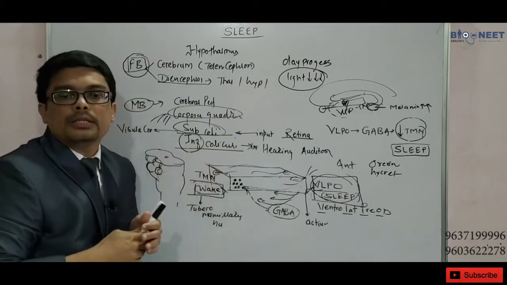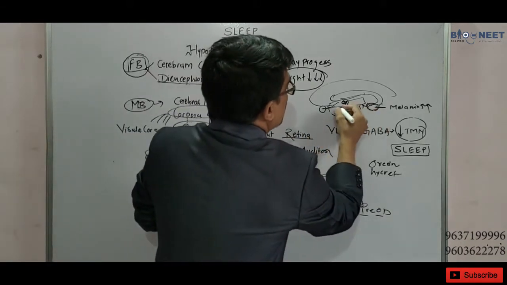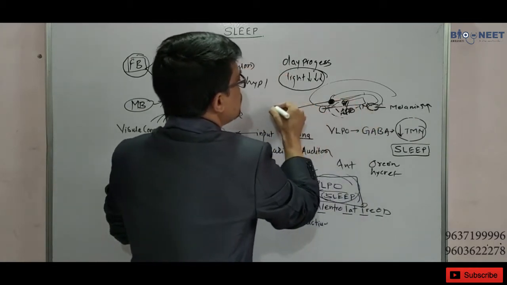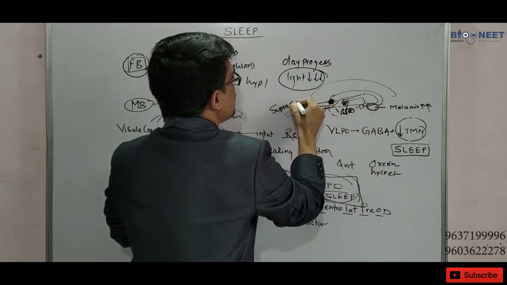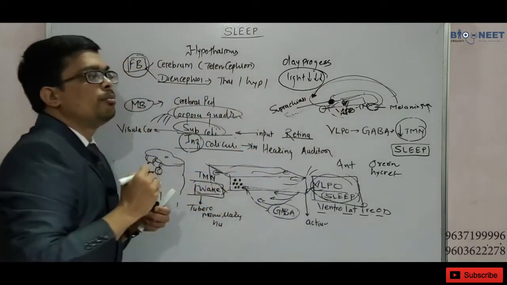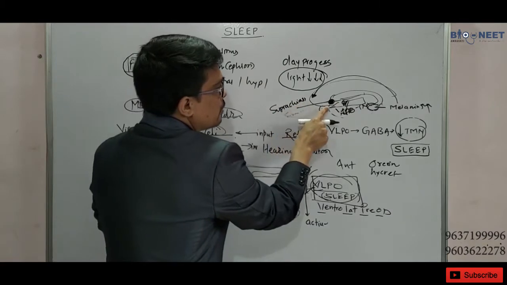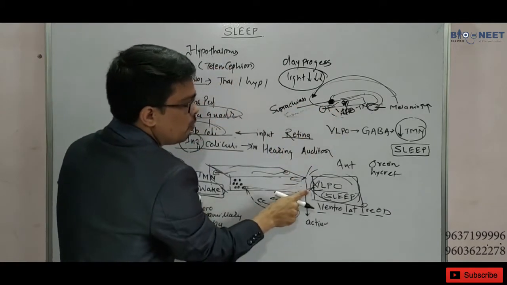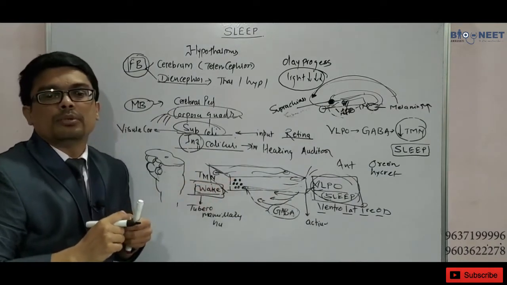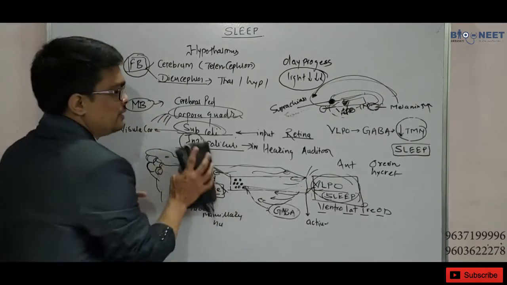Because of increased melatonin secretion, this melatonin goes to the suprachiasmatic nucleus, which you already learned. This melatonin stimulates the suprachiasmatic nucleus. The suprachiasmatic nucleus stimulates which center? The VLPO center. And this VLPO is triggered, and there is a release of GABA. So one more time we will see it.